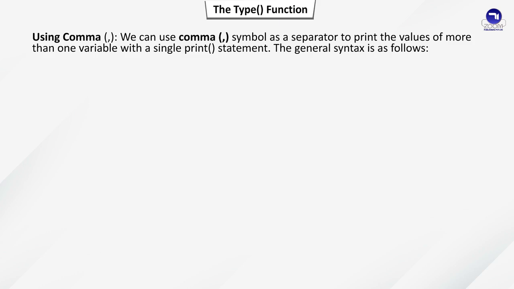Using comma. We can use the comma symbol as a separator to print the values of more than one variable with a single print statement. The general syntax is as follows. Syntax: print(variable1, variable2, variable3, and so on).